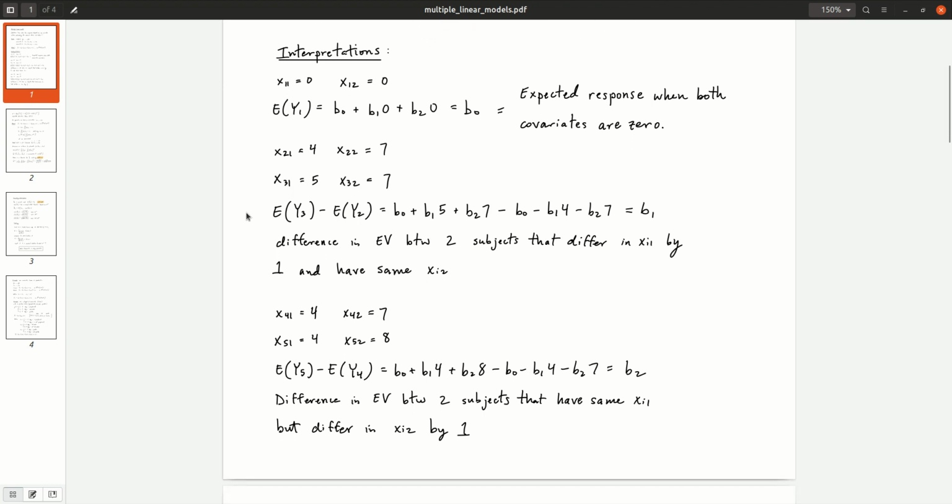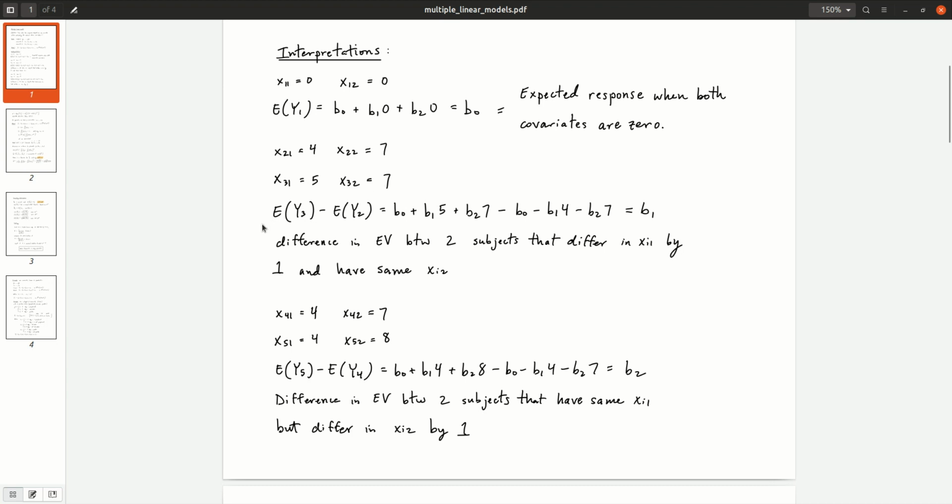All right, now let's move on to b1 and b2. And to do this, we're going to have to be a little bit tricky here. So here's what we're going to do. x21 is 4, x22 is 7, x31 is 5, x32 is 7. So telling you what these are: the first covariate for the second subject is 4, the second covariate for the second subject is 7, the first covariate for the third subject is 5, the second covariate for the third subject is 7.